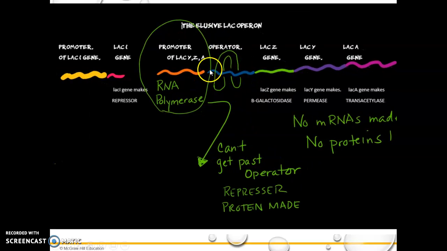Now, what you'll see happen now is another RNA polymerase, or maybe the same one, tries to sit down at this promoter because it wants to transcribe these three genes, but it really can't get past the repressor that's bound to the operator. And so no mRNAs are made for Lac Z, Y, and A. We get no protein for those.